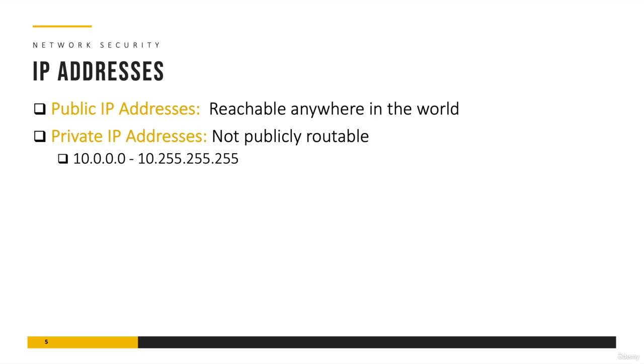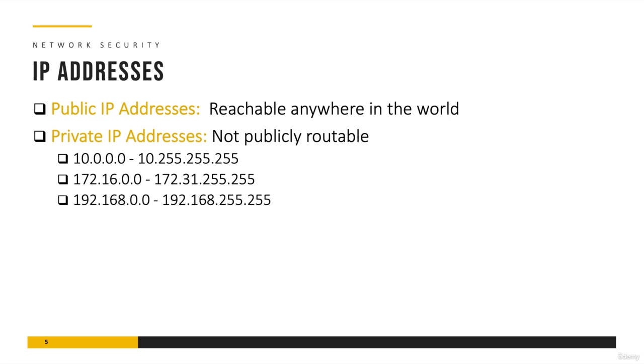Private IP addresses have the ranges 10.0.0.0 to 10.255.255.255, as well as 172.16.0.0 to 172.31.255.255 and 192.168.0.0 to 192.168.255.255. For example, if you configure a wireless access point, wireless router or wireless gateway at your home, you often see the IP address 192.168.1.1, for instance, right? So that's a private IP address.